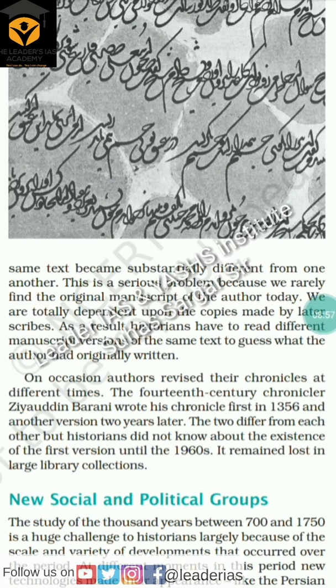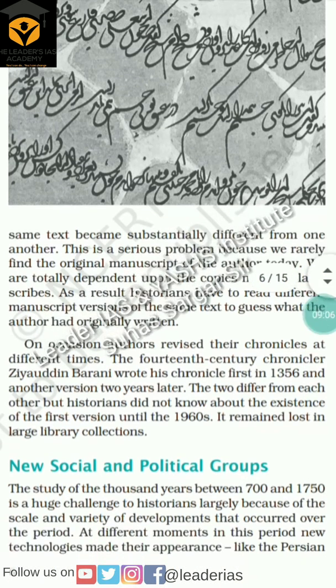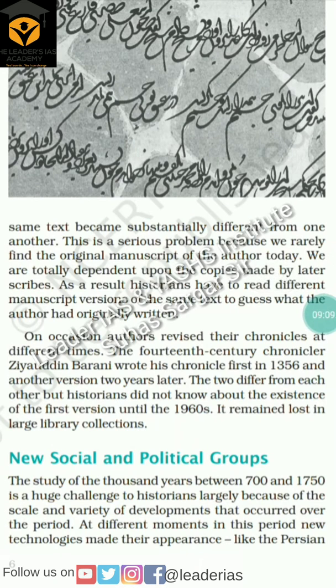As a result, historians have to read the different manuscript versions of the same text to guess what the author had originally written. On occasions, authors revised their chronicles at different times. The 14th century chronicler Ziauddin Barani wrote his chronicle first in 1356 and another version 2 years later. The two differ from each other, but historians did not know about the existence of the first version until the 1960s. It remained lost in a large library collection.